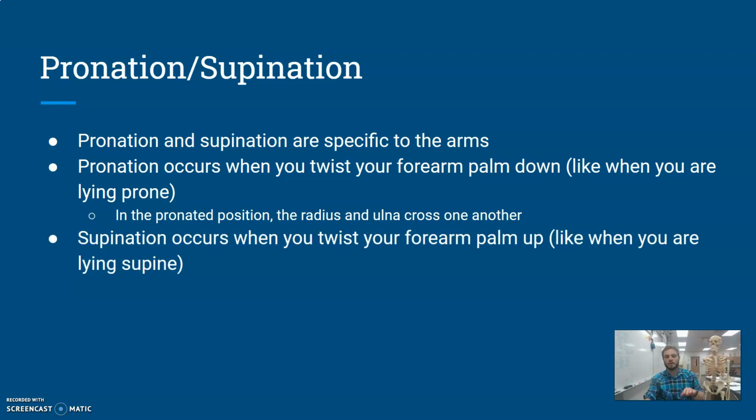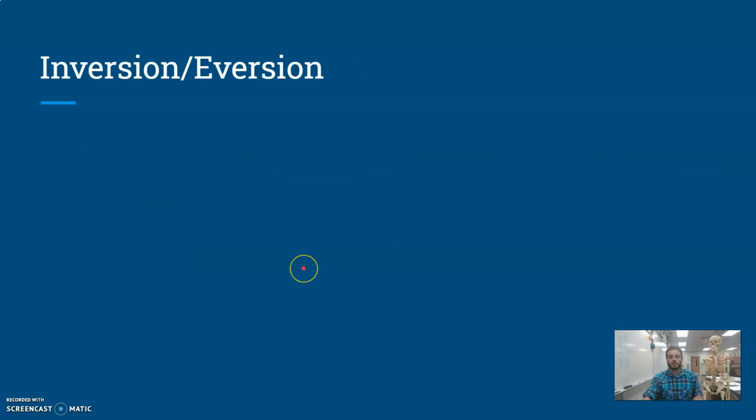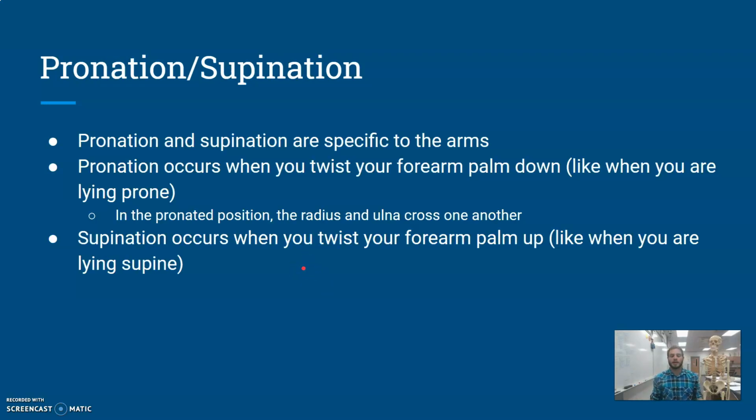Supination is going to be the opposite. You're going to twist your forearm, palm up. So if you're laying on your back, think you're sunning yourselves, you have your palms up. That is the supine position. So that is where this gets its name. The supine position is when you are in anatomical position. If you're in anatomical position, the hands are naturally supinated.